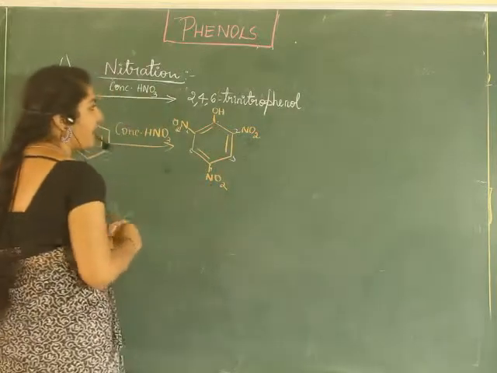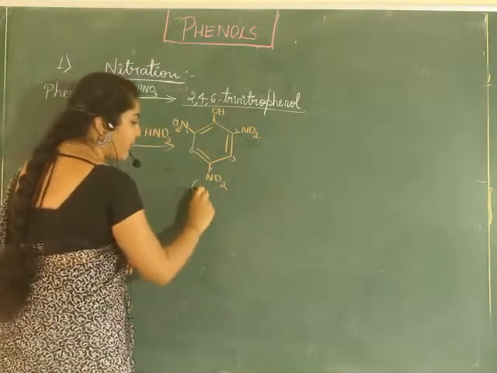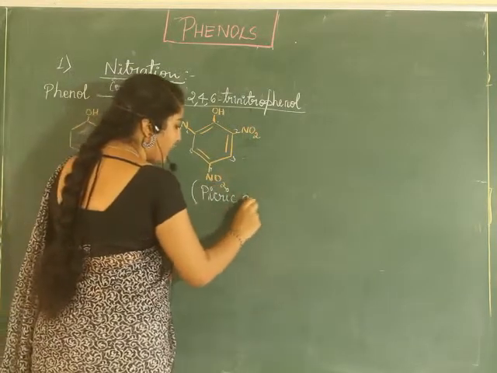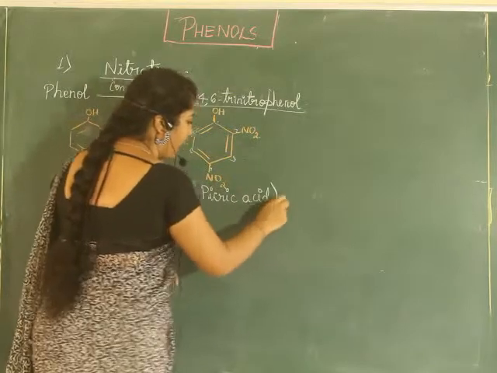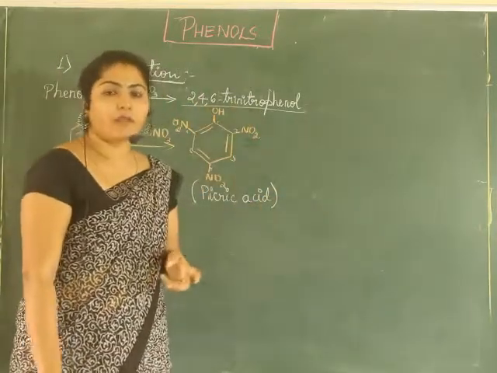What is this? The name is 2,4,6-trinitrophenol. Write it here. The other name for this is picric acid. What is the name? Picric acid. It is a common name. Picric acid is a common name for 2,4,6-trinitrophenol.